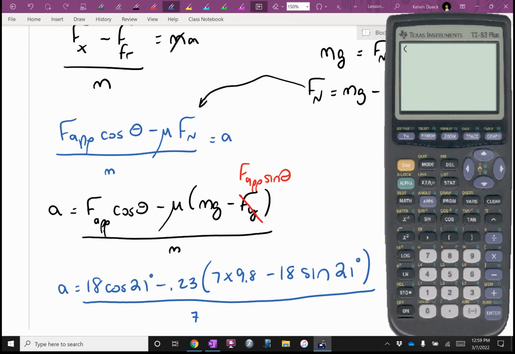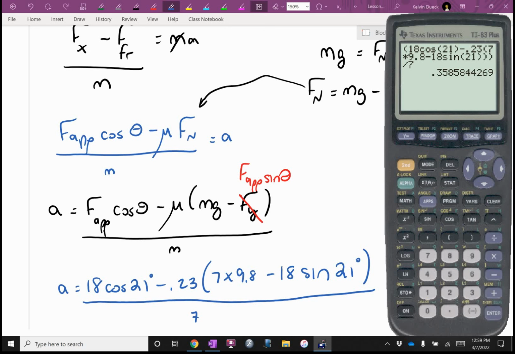Okay, open up a bracket. 18 cos 21. I got to close off the cos. Minus 0.23. Open up another bracket. 7 times 9.8 minus 18 sine 21. Close off the sine. Close off the mini bracket. Close off the top. Divided by 7. I think I got all my brackets balanced. Whew. Yeah, looks good. Y'all get 0.359? Yeah? Barely accelerating at all.